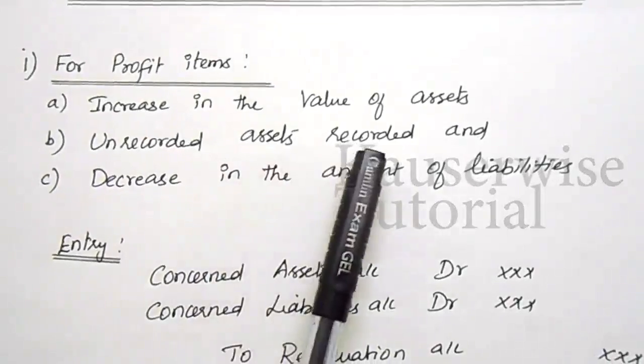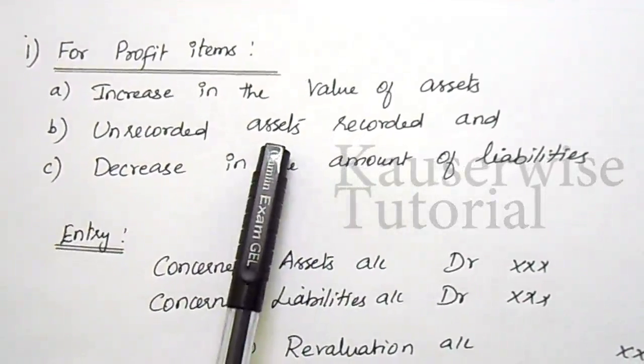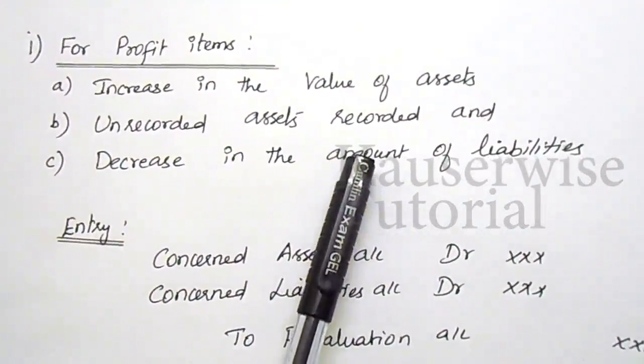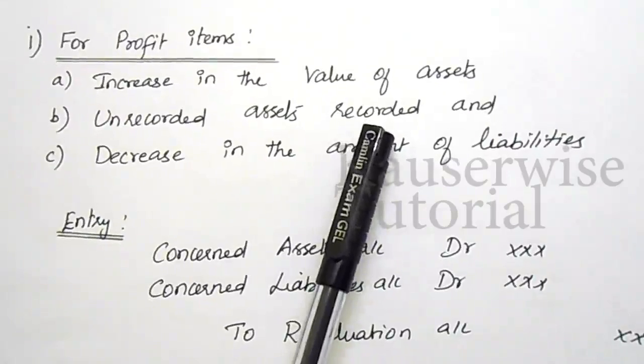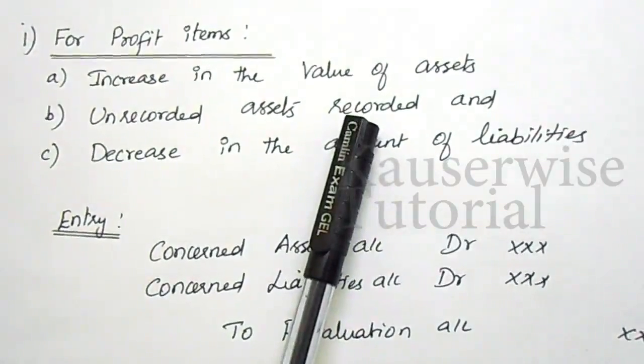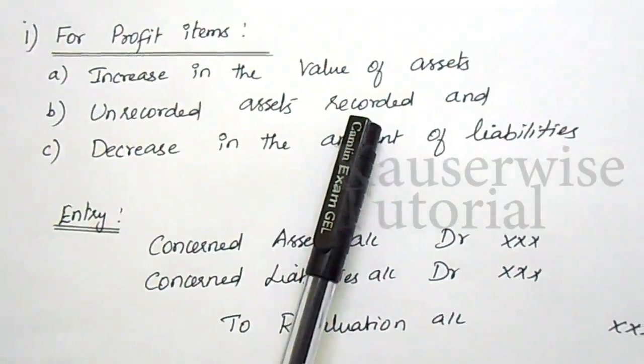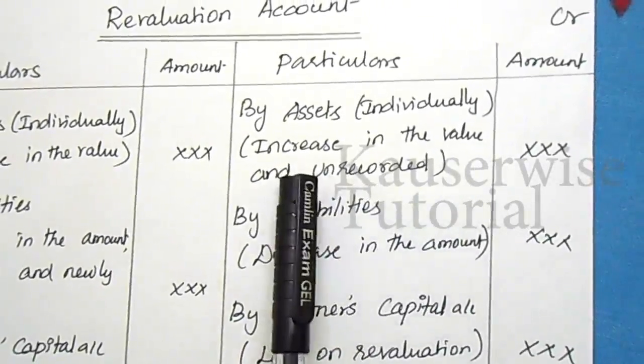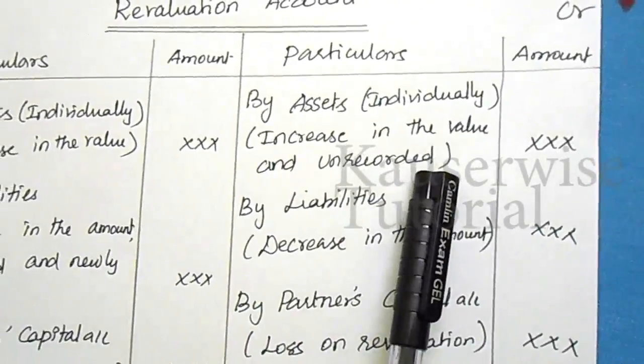Unrecorded assets recorded. If there is any asset which is not shown in the balance sheet, now they are going to record it. So it is also a gain. This will be recorded under the credit side of the revaluation account. By asset, that is any unrecorded asset, you have to write on the credit side of the revaluation account.